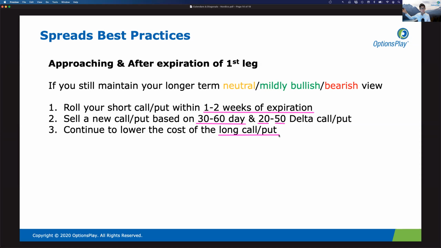So that 6 to 9 month call option that you own, you want to continuously reduce the cost of that call. The more calls or puts that you're able to sell against that long call, sometimes you can even reduce the cost of that long call to virtually zero.